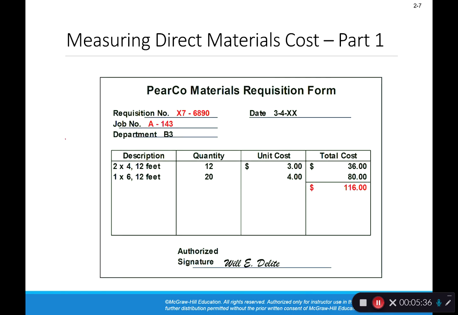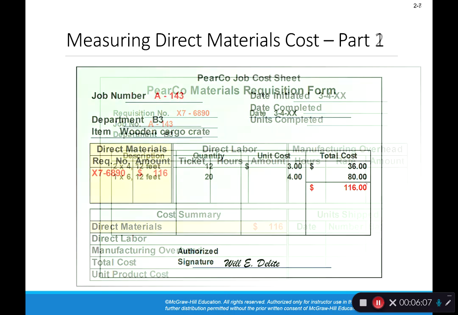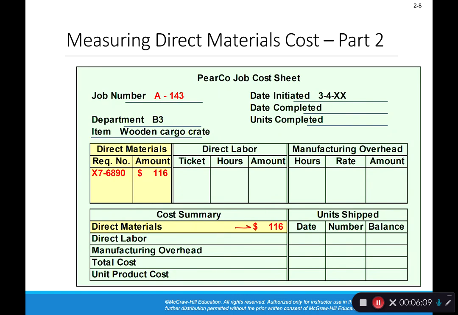So let's start with direct materials. Direct materials are the items that actually go into making the product, and because we're making cargo crates, we're using wood. So you could see that in the materials requisition form, we have various feet of 2x4s and 1x6s that are going to be used to create this job. So this product materials requisition form is just a list of materials that are being used to create the job. So you could see we've incurred $116 in materials cost in order to build these cargo crates. That $116 would be our direct material cost that shows up on our job cost sheet.